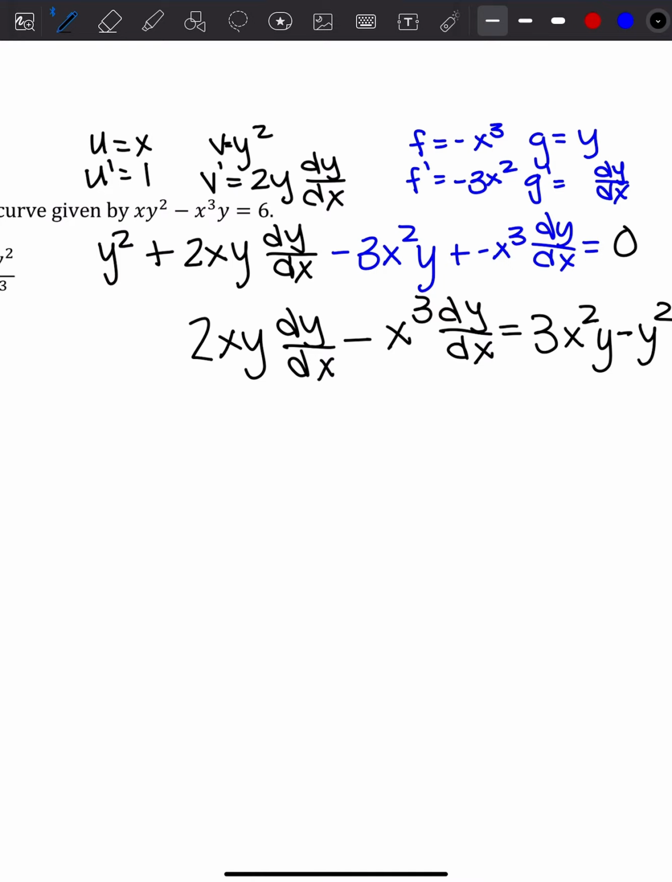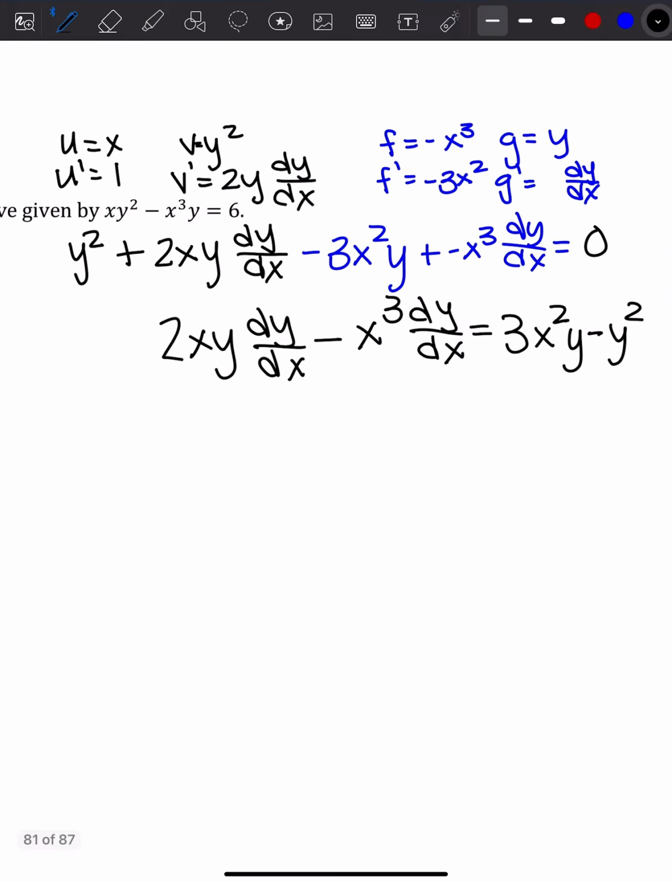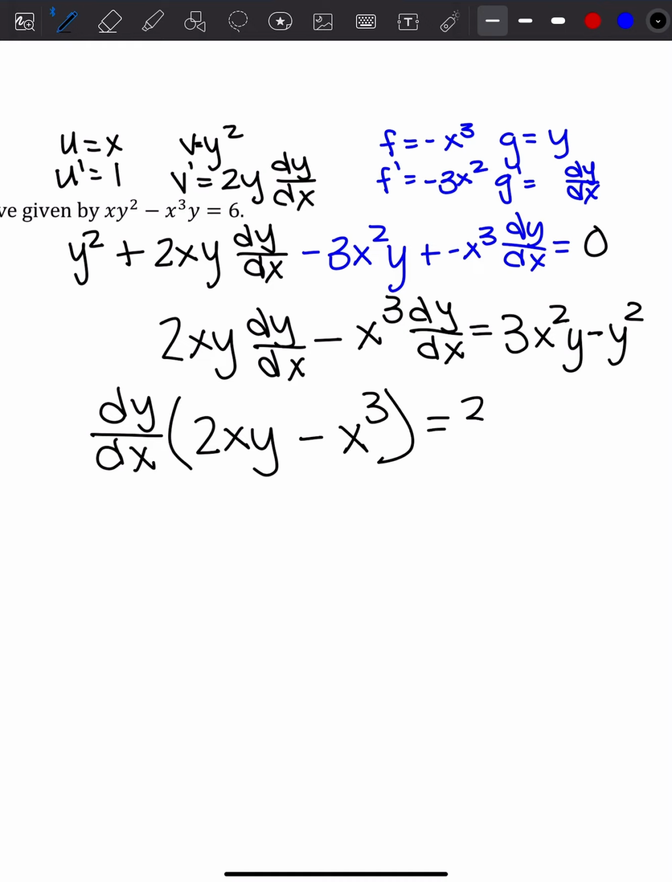Okay, we have dy over dx by itself in our two terms, and we have two of them, so now we want to make it into one. These two terms have a dy over dx in common. They also have an x, but we don't need to get x by itself, and it's not factored out here. So we're going to go ahead and factor out a dy over dx from both of our terms. So dy over dx times, when we do that, we're left with a 2xy and an x cubed, and this side stays exactly the same.